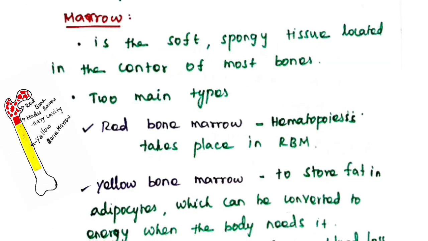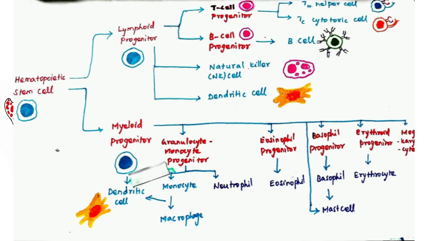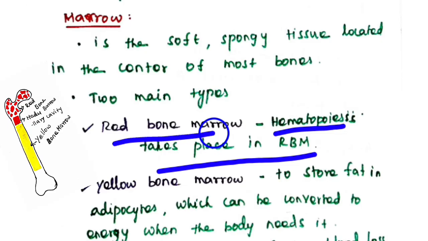Okay, then there are two types of bone marrow: red bone marrow and yellow bone marrow. The hematopoiesis process takes place in red bone marrow. Hematopoiesis is when hematopoietic stem cells differentiate into all types of blood cells. This hematopoiesis process takes place in red bone marrow.